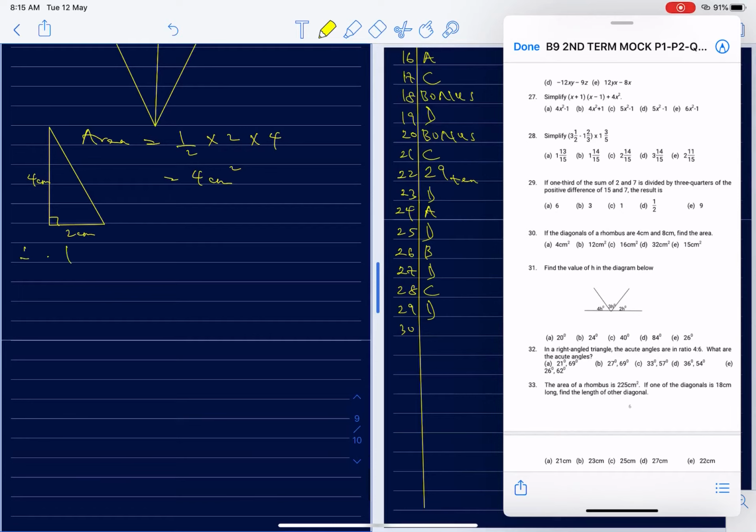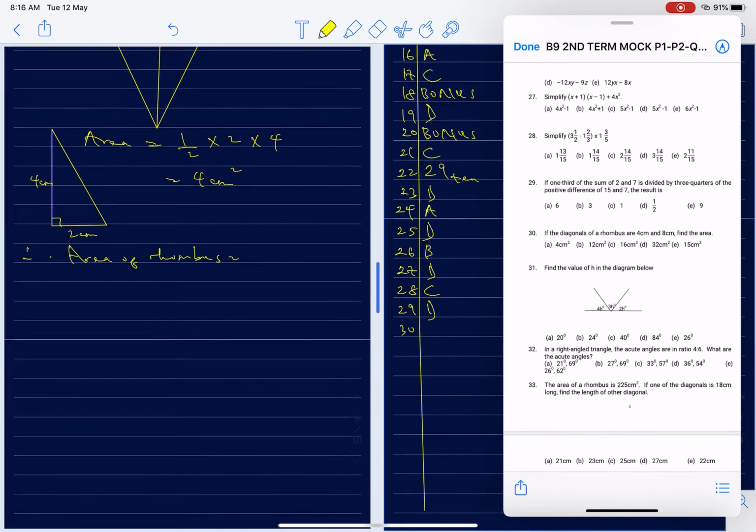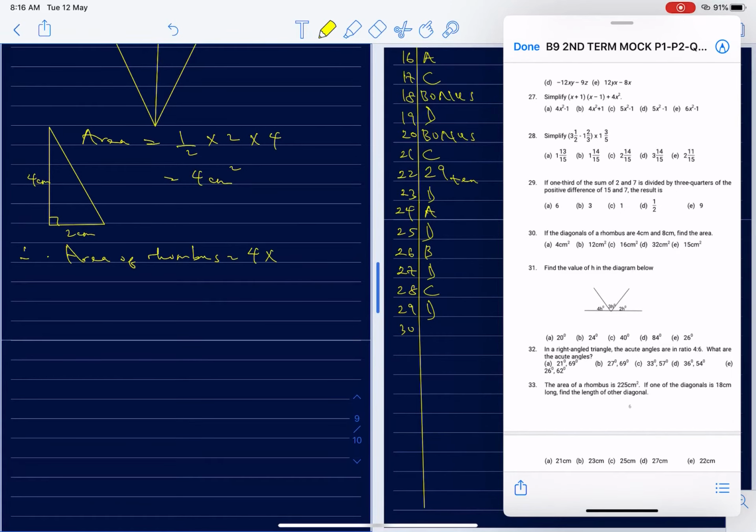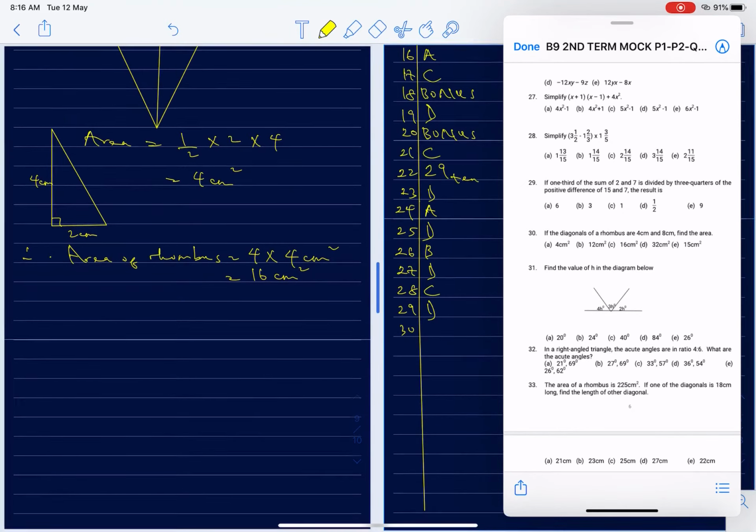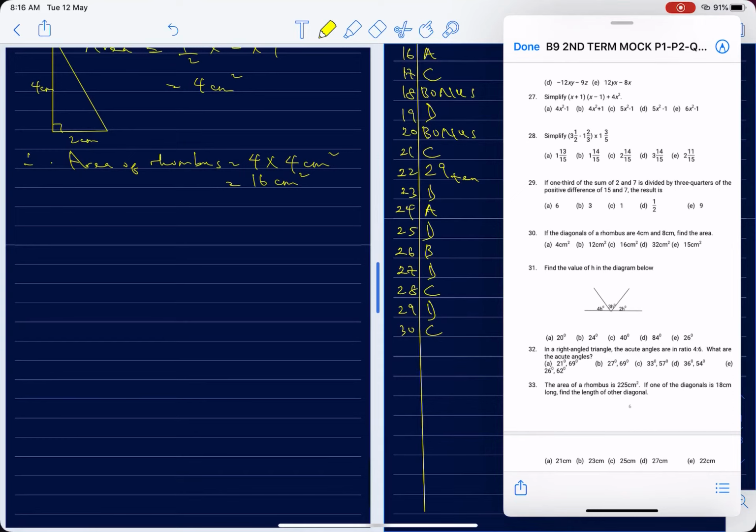Therefore, area of rhombus equals 4 times that area, 4 times 4 centimeters squared, because there are 4 of this small triangle in the rhombus, which is 16 centimeters squared. And the answer to that is C. Number 30 is C. Now to 31.